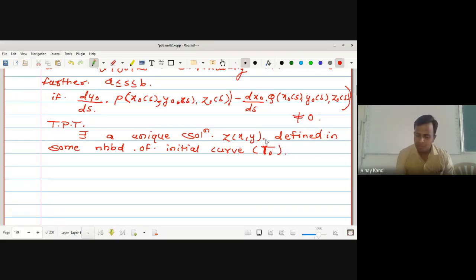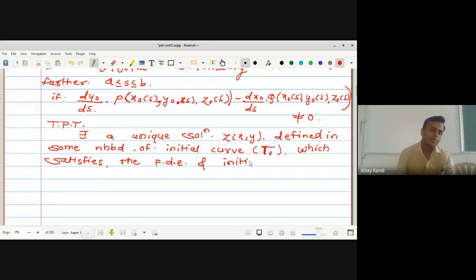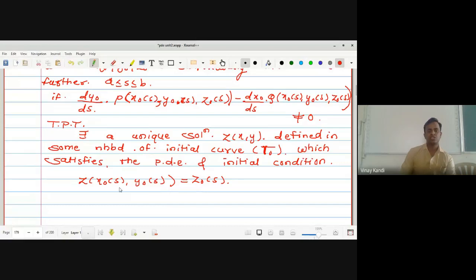Initial curve. To prove that there exists a unique solution z of x, y defined in some neighborhood of the initial curve, which satisfies the partial differential equation and the initial condition. What is the initial condition? z is the function of x naught of s and y naught of s. It's equal to z naught of s. So this is the initial condition at the initial point.